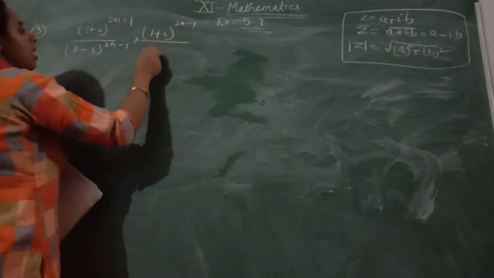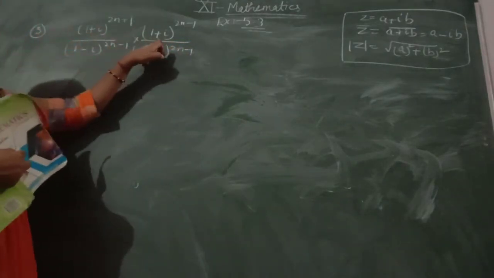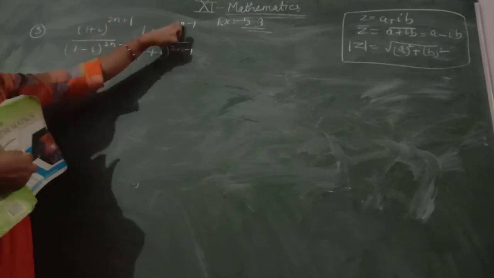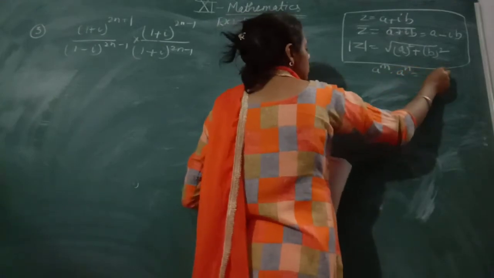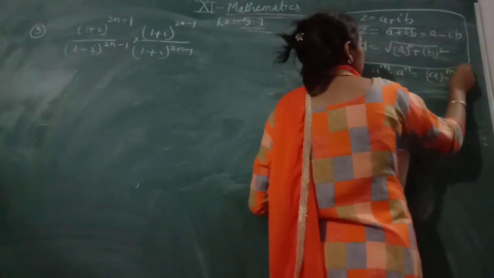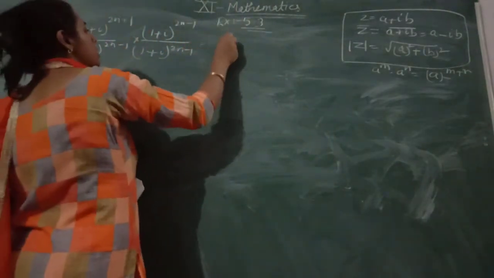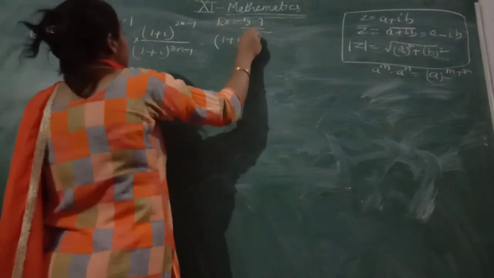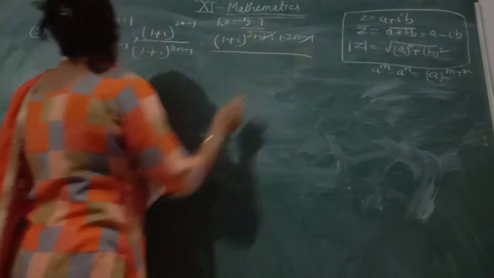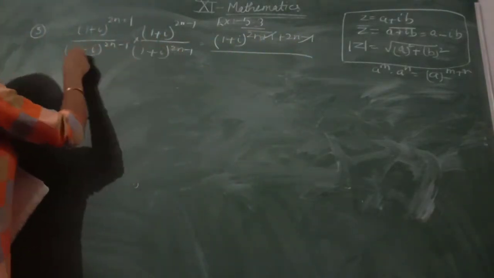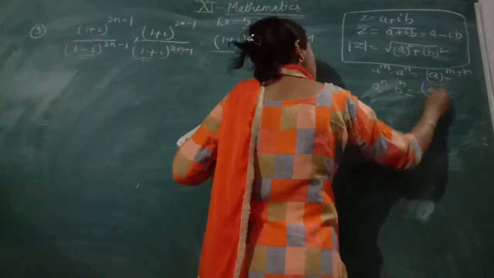With the same power 2n - 1, I have divided it. As you can see, both bases are the same: a^m into a^n becomes a^(m+n). In multiplication, this is the exponents property, so you have to add the powers. Here, 1 + i has power 2n + 1 and power 2n - 1, and both will add. In the denominator the power is the same but the base is different.